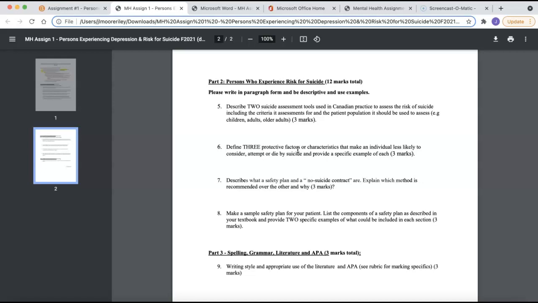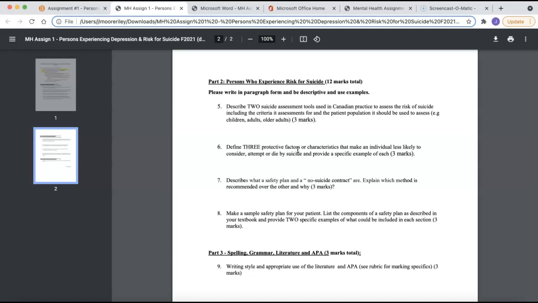And then again, you want to just tell me the criteria. I don't want to know every little question, but what are the things that it looks for? Put it in your own words, and then tell me which patient population it's meant for.